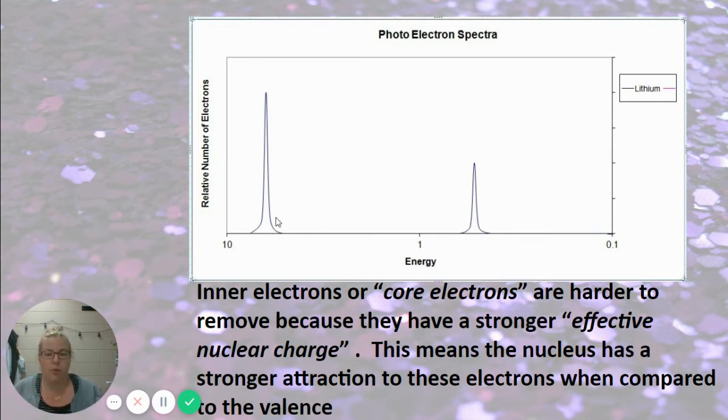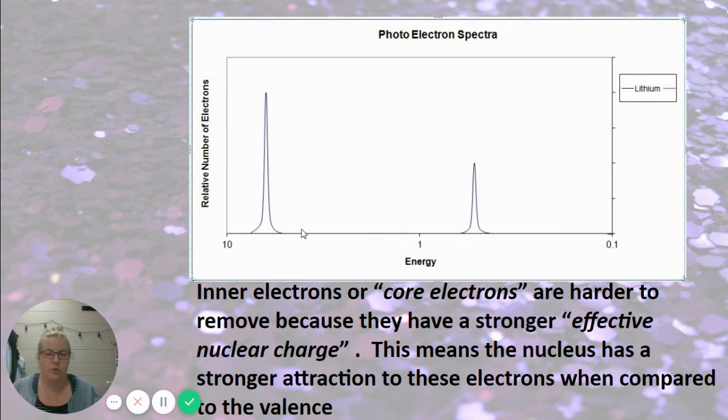The other thing that's important is if you look at the peak height, the height of the peak at the lower energy value is approximately half the height of the peak for the higher energy value. And what this tells me is that the number of electrons that are present at the higher energy are twice as many as the electrons at the lower energy.